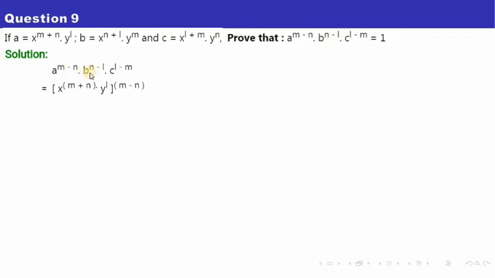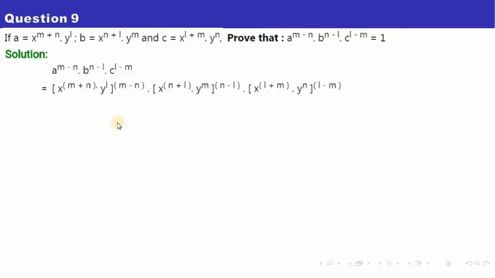Now next is b, so b to the power n minus l. B is this much, so that's why this is my b, and the power is n minus l, isn't it? Similarly for c, the power is l minus m. So instead of c, I am going to write this, and you see the power is l minus m.